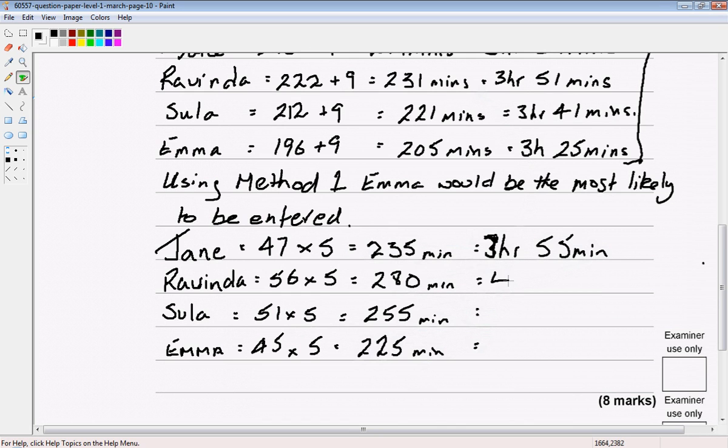Now here 4 hours would be 240, so this would be 4 hours and 40 minutes. So she would be out of the rain anyway because you have to have a time more than 4 hours. Here again 460 is 240, so we have 4 hours and 15 minutes, and here this is less than 240. We know 3 hours is 180, so this will give us 3 hours and 45 minutes.